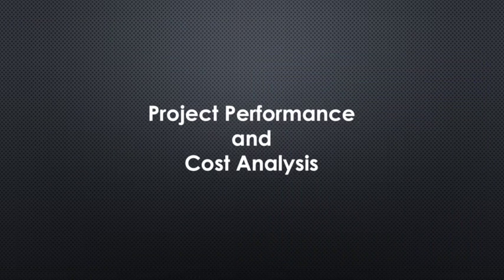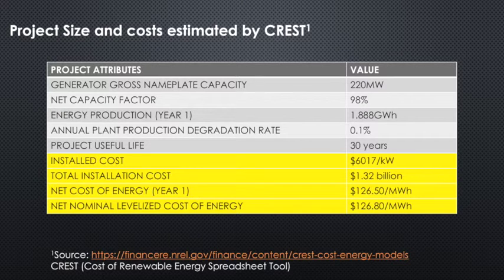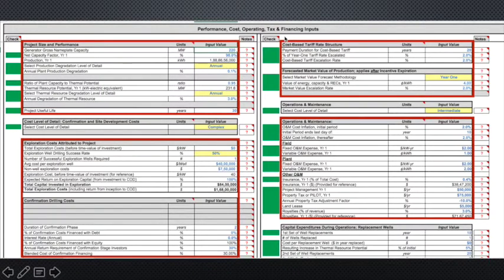Let's look at the performance and cost analysis for this project. To assess the project economics, we decided to use CREST, or the Cost of Renewable Energy Spreadsheet Tool, developed by the National Renewable Energy Laboratory. In the above diagram, you can see the CREST model, which is an economic cash flow model designed to allow policymakers, regulators, and the renewable energy community to assess project economics, design cost-based incentives, and evaluate the impact of various state and federal support structures.